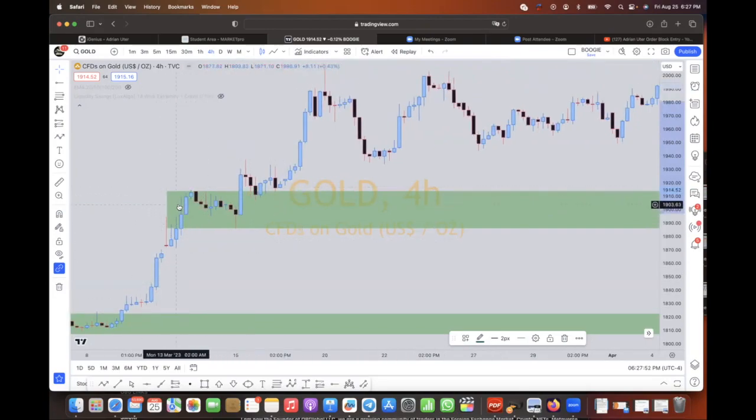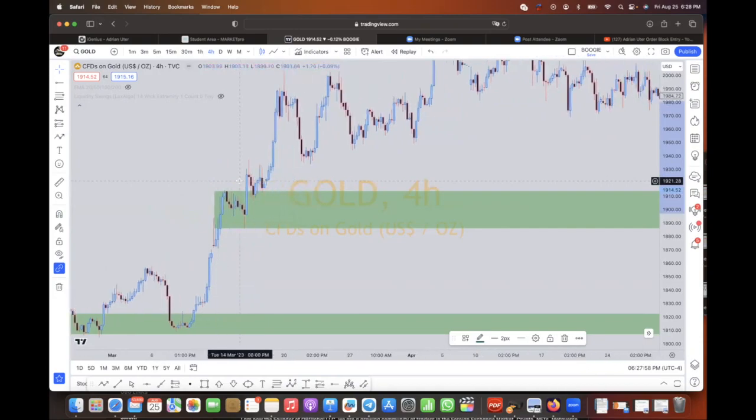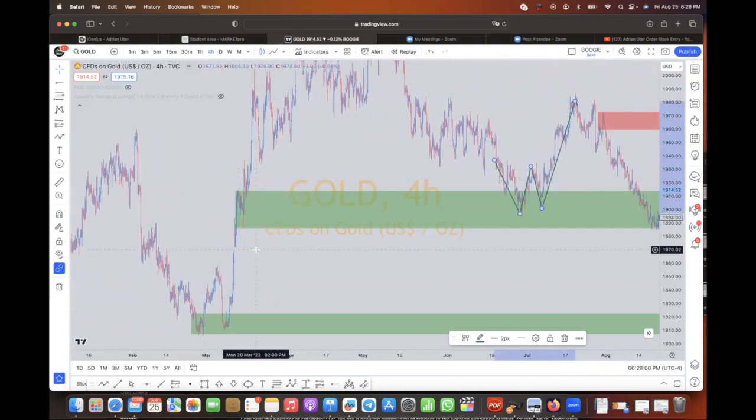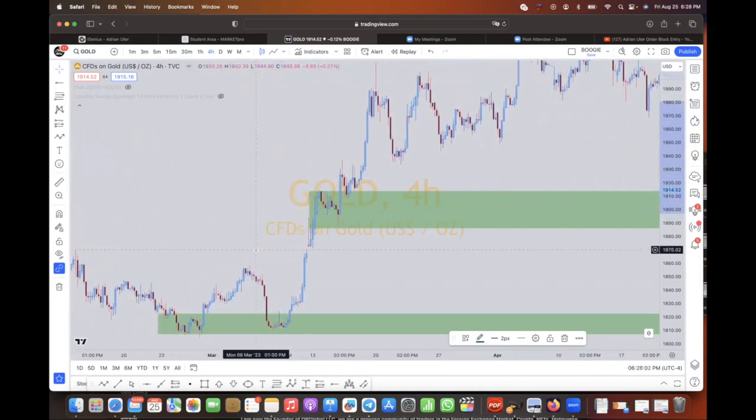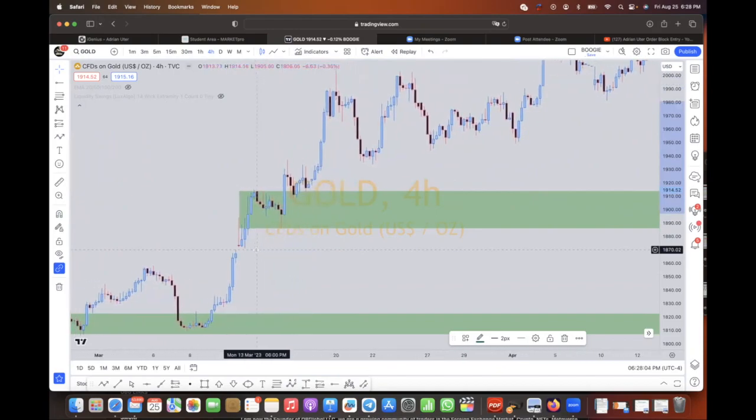So rally, this is the base. And then this is another little big impulse push right here. Rally, base, rally, right? Y'all stay with me. I'm going to show you something. Stay with me.